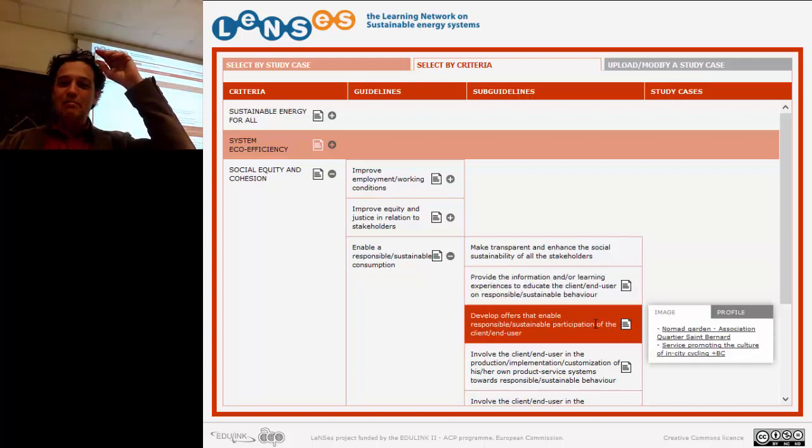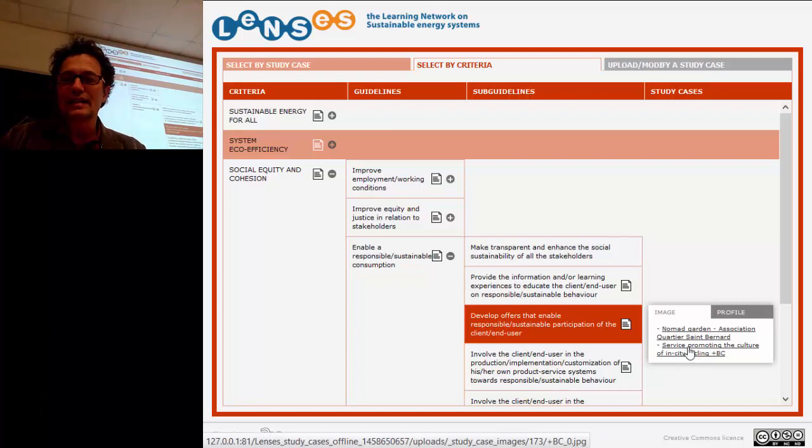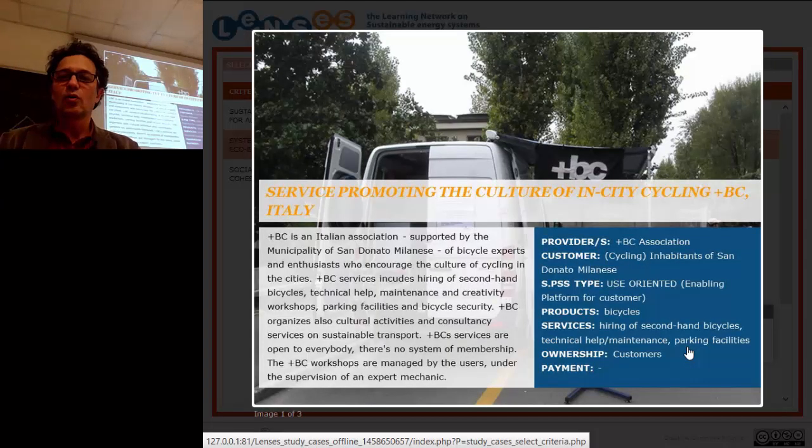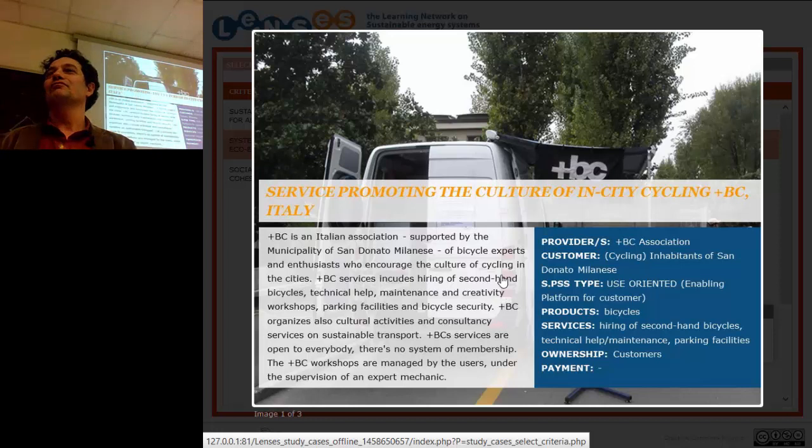Okay, but we can involve the final user a bit more. So we can develop offers that enable responsible participation of the user. I show you one example. This is called Più BC, that in Italian is più bici. Bici means bicycle, so the acronym sounds like bicycle, and in English it doesn't work so nicely, but nevertheless there are volunteers passionate about biking who want to improve this and do it as volunteers most of the time.